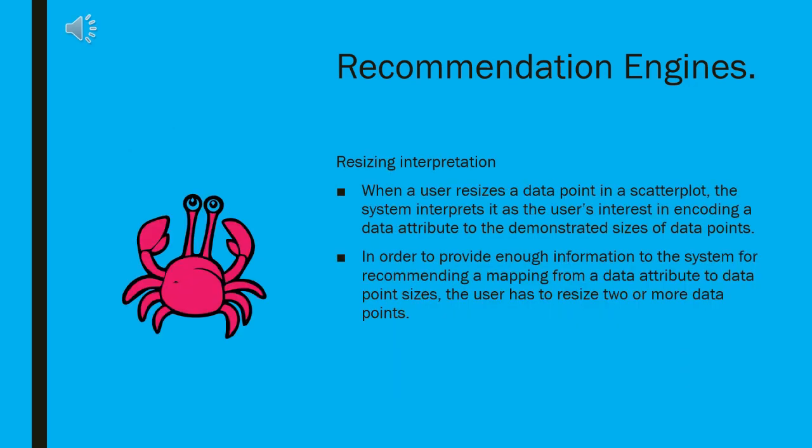The second mechanism is called resizing interpolation. When the user resizes a data point in the scatter plot, the system interprets it as the user being interested in encoding a data attribute to the demonstrated size of data points. However, there is something you need to notice. In order to provide enough information to the system for recommending a mapping from data attribute to the data point sizes, the user has to resize 2 or more data points.